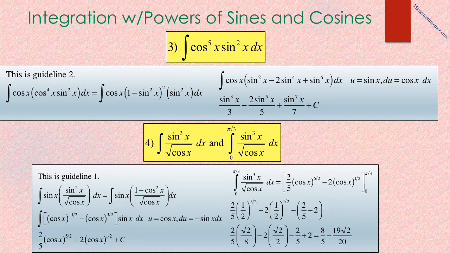Using the fact that cosine of pi over 3 is 1/2, we get 2/5 times 1/2 to the 5/2 minus 2 times 1/2 to the 1/2 minus the expression 2/5 minus 2. So this is 2/5 times the square root of 2 over 8 minus 2 times the square root of 2 over 2 minus 2/5 plus 2, and this gives us 8/5 minus 19 square root of 2 over 20. You can integrate this expression on your calculator, get a decimal answer, and show that it is equivalent.